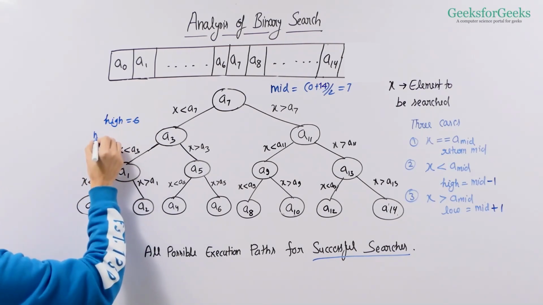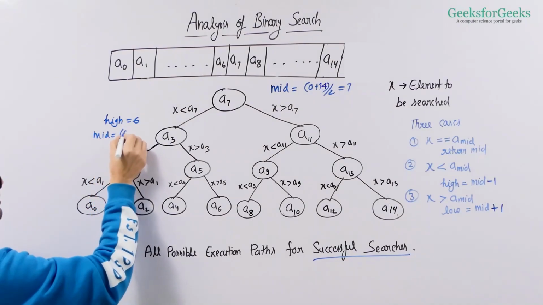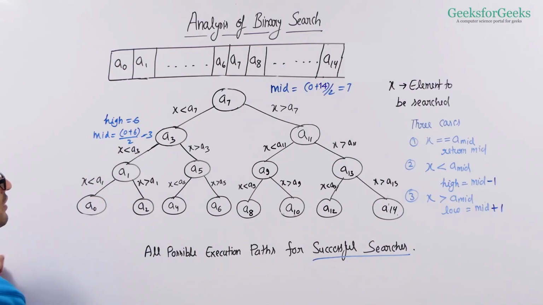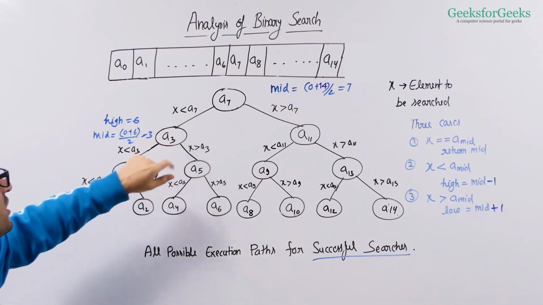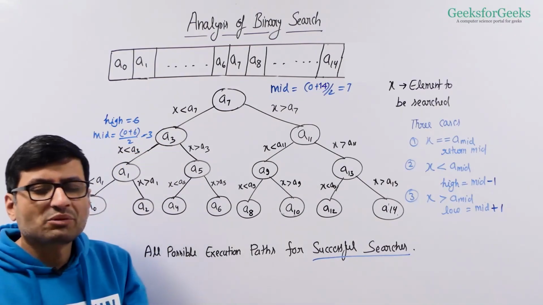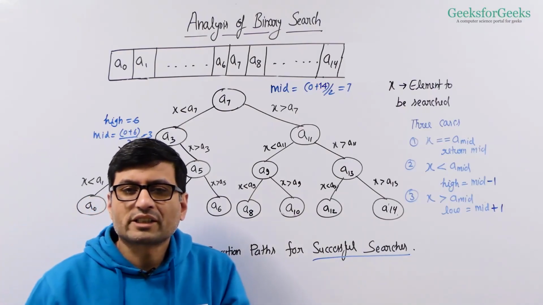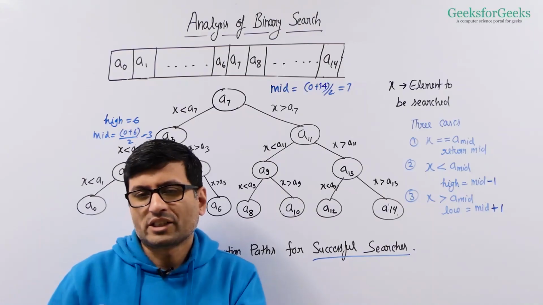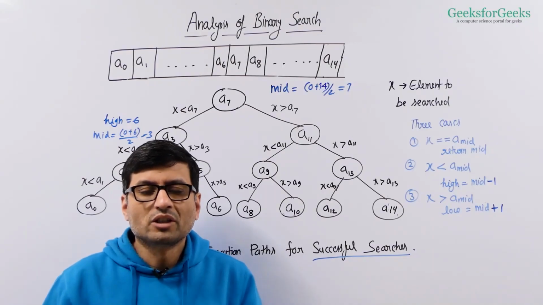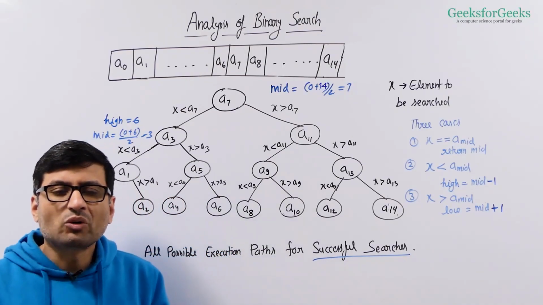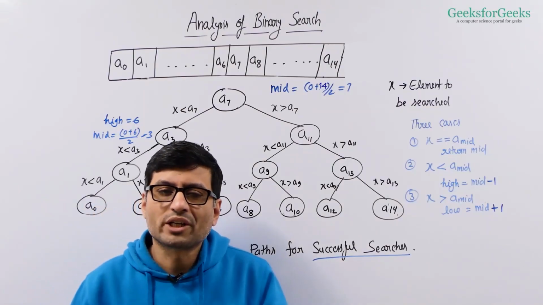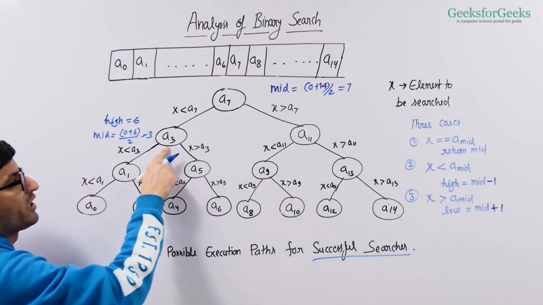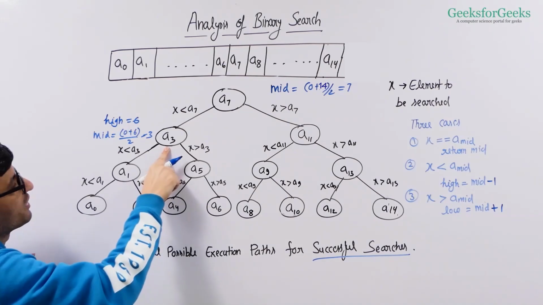We now compute the mid as (0 + 6) by 2, which turns out to be 3. That's why we are comparing X with A3. When we compare X with A3, again there's a possibility that X and A3 are same, and we stop here because we found the element. So when X is equal to A3, how many iterations did we do? We did 2 iterations of the loop. So this case requires 2 iterations of the loop that we wrote in the binary search code.